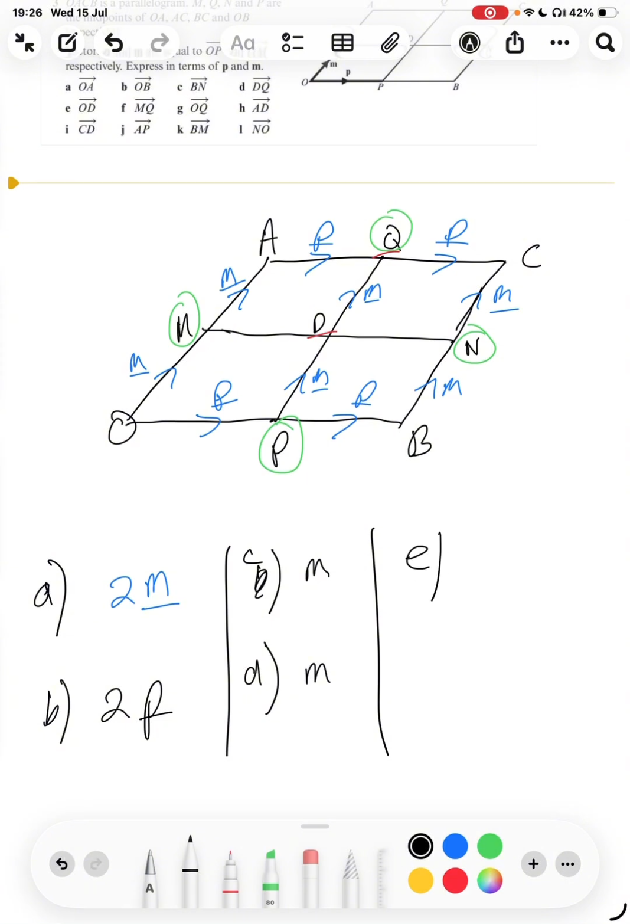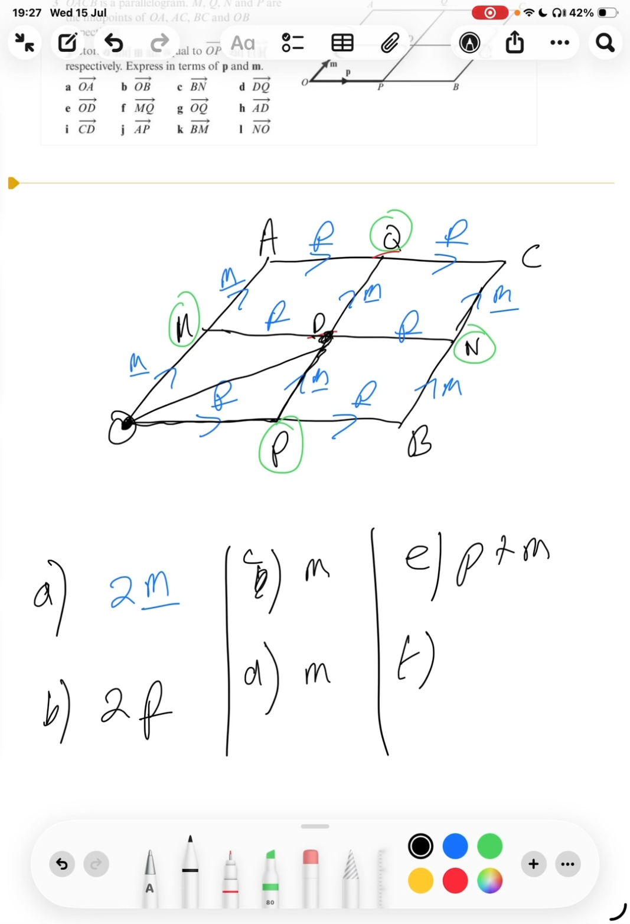E now, O to D. We don't know this initially, but how do we find a place where we start and get to the same end? Well, we can use this route, or we can also use this route, and it would give us the same answer. I just forgot to fill those in. So O to D is going to be P plus M.